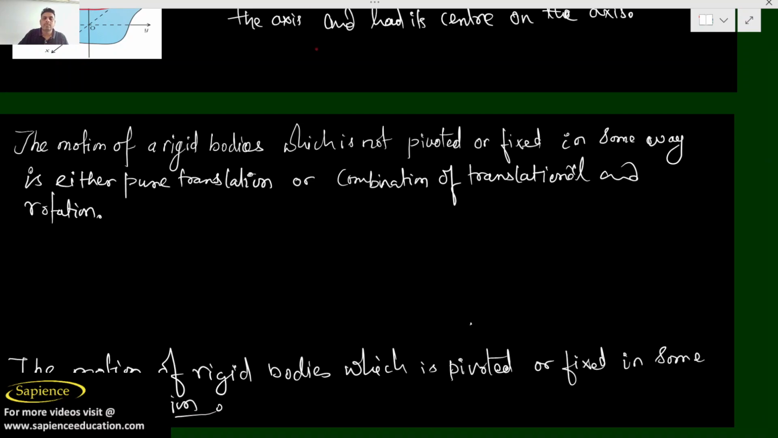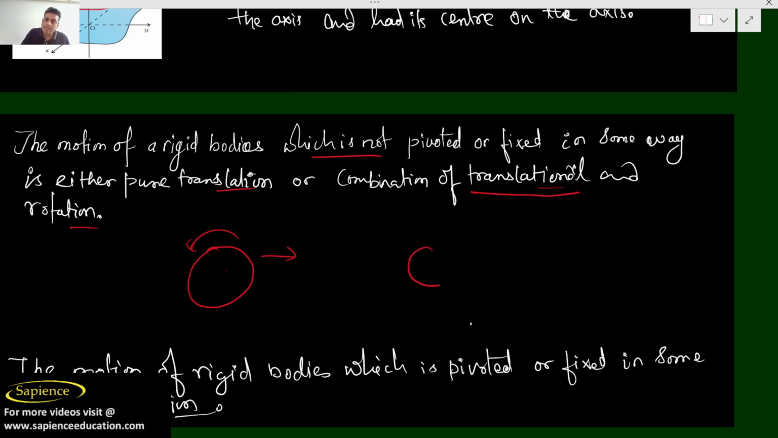the motion of rigid bodies which are not pivoted or fixed in the same way is either pure translational or a combination of translational and rotational. See, any object which is not pivoted, for example, an object with no pivot point, just moving straight like this. So there is no fixed pivot point about which it is moving. So this type of motion is a combination of translational and rotational.